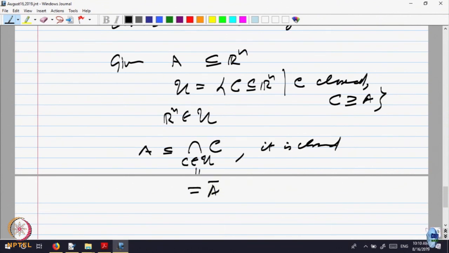So, this is another way of saying what is A closure. Look at the intersection of all closed sets which include A, that will be smallest and that is closed. So, it has to be A closure. So, that is another way of defining A closure. You may find it somewhere.